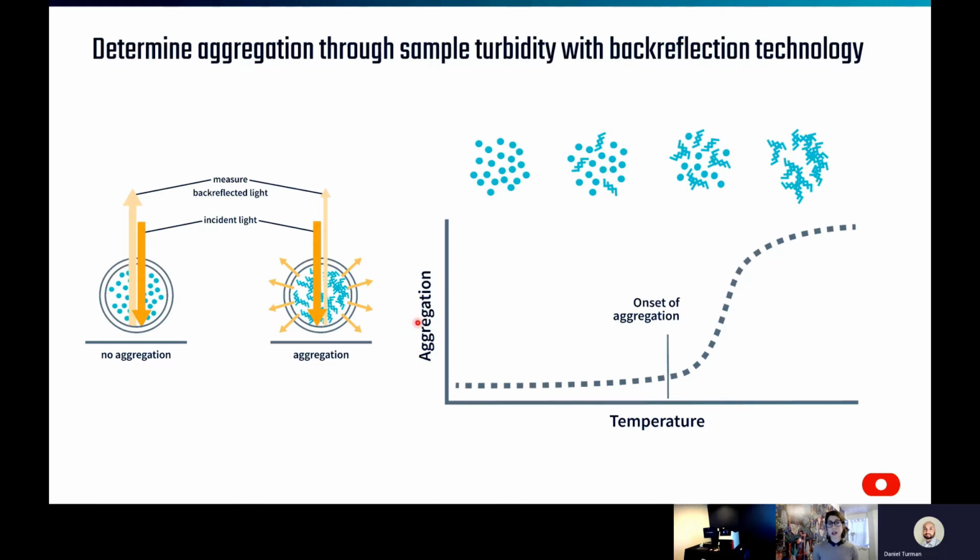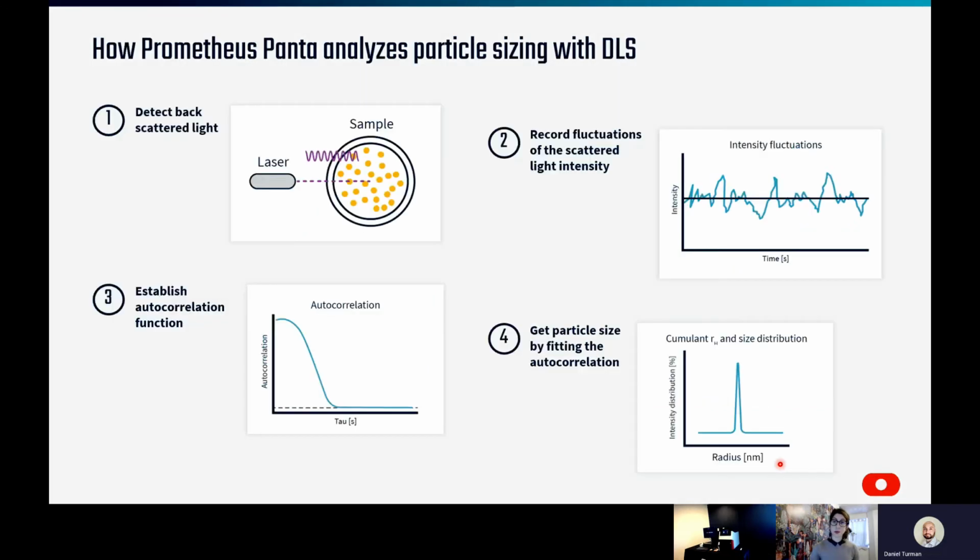In a sample where aggregation is occurring, the incident light is going to be reflected off those particles in solution, and not all of that light is reflected back to the detector, which effectively attenuates the light. And the amount of attenuated light is then plotted as a function of temperature, shown by the image on the right, and serves as a measure of the total aggregation in a sample.